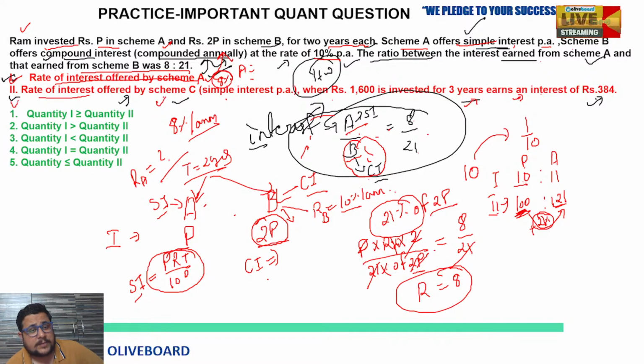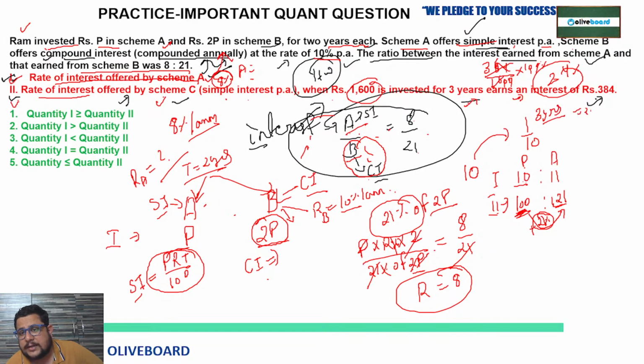Second, the rate of interest offered by scheme C. Scheme C, simple interest per annum, when rupees 1600. So 384 is the total interest. So 384 with respect to principal is how much? Calculate that first. 384 upon 1600 multiplied by 100%. 0 and 0 cancel, then divide by 16. 16 2s are 32, 2. Then 16 4s are 64. So 24% total.